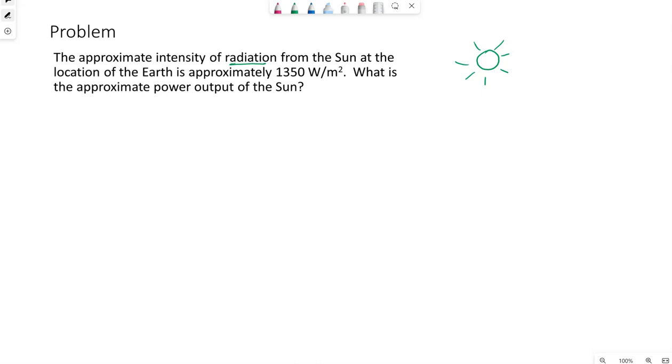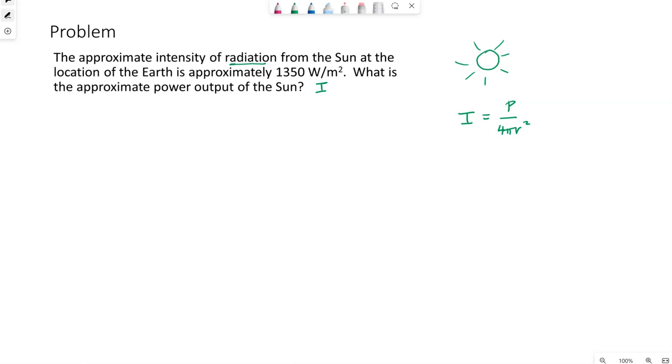So it is totally safe to assume that this intensity, the energy, the waves are emitted in all directions equally, so that the intensity would be the power of the sun divided by 4 pi r squared. All right, they give us this intensity. That's what this 1350 watts per meter squared represents.